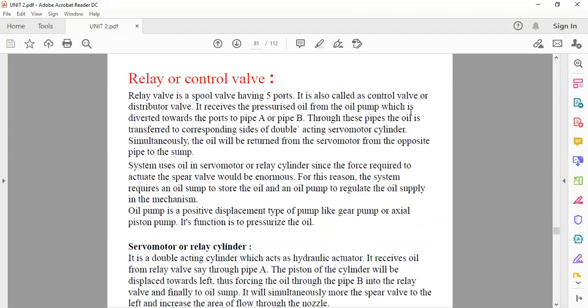So, relay and control valve functions. The relay valve is a spool valve having 5 ports. It is also called a control valve or distributor valve. It receives the pressurized oil from the oil pump, which is diverted through the ports to pipe A or pipe B. Through this pipe, the oil is transferred to the corresponding side of the double acting servomotor cylinder.